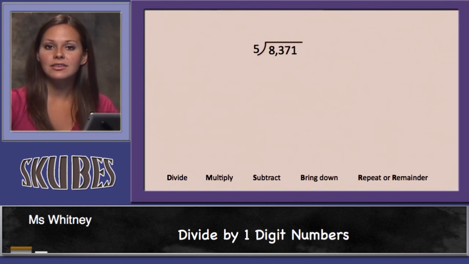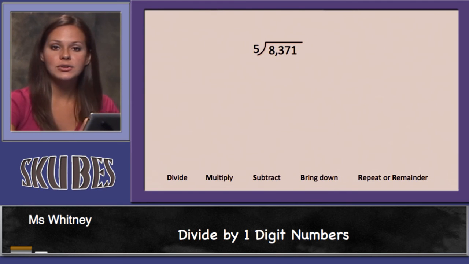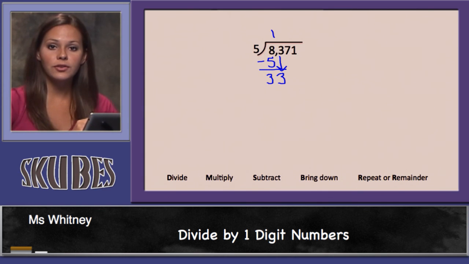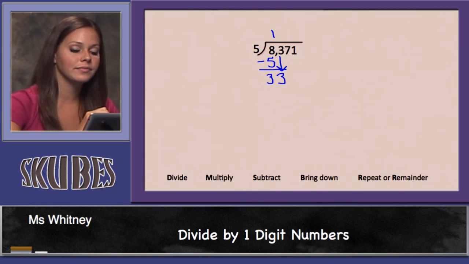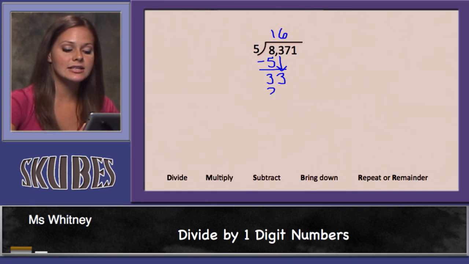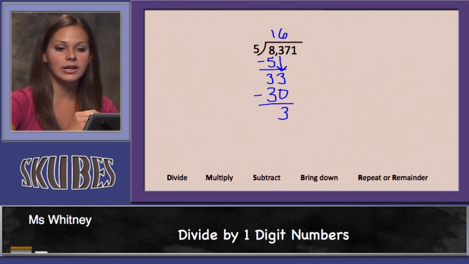Let's look at 8,371 divided by 5. 5 goes into 8 1 time. 5 times 1 is 5. Next we'll subtract 8, take away 5, which is 3. Now we bring down. 5 goes into 33 how many times? 6 times. 5 times 6 is 30. Next we'll subtract and bring down our 7.